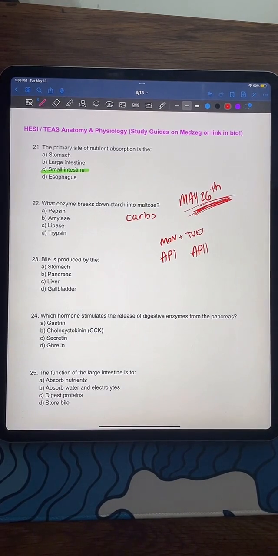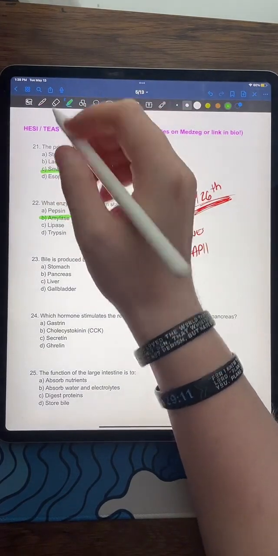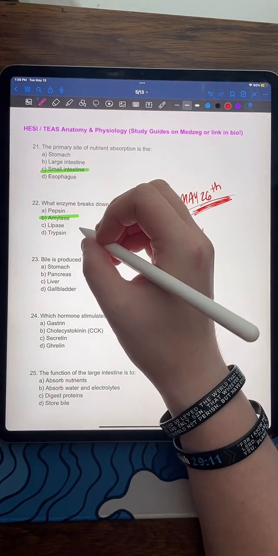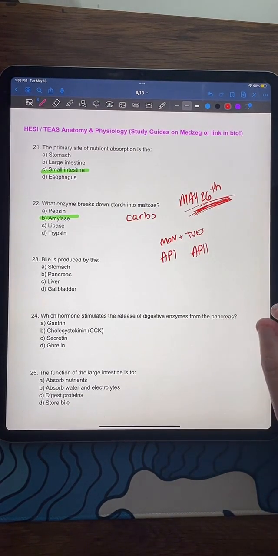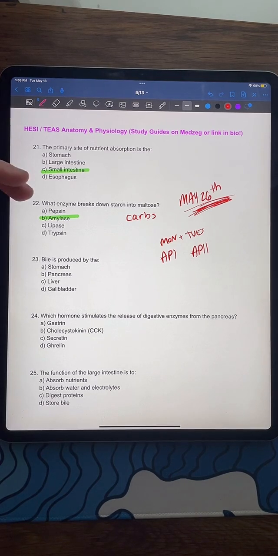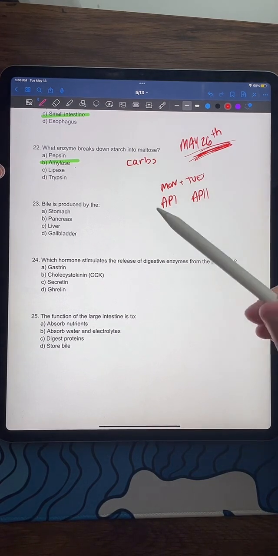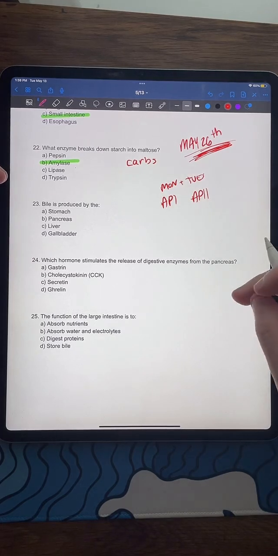But number 22, the answer is B, amylase. We have salivary, which is in your mouth, and then we have pancreatic amylase, which comes from your pancreas. This is going to break down starch into maltose, which is a disaccharide. Pepsin breaks down proteins. Think of peptide. Lipase, lipid, breaks down fats. Trypsin is the active version of trypsinogen that's secreted by the pancreas. This is going to be involved in protein digestion as well.